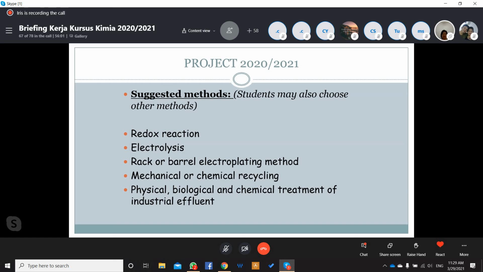Physical, biological, chemical treatment of industrial effluent. So you search. If you don't know, just search this information, cut and paste, look it up, then you will get the idea.